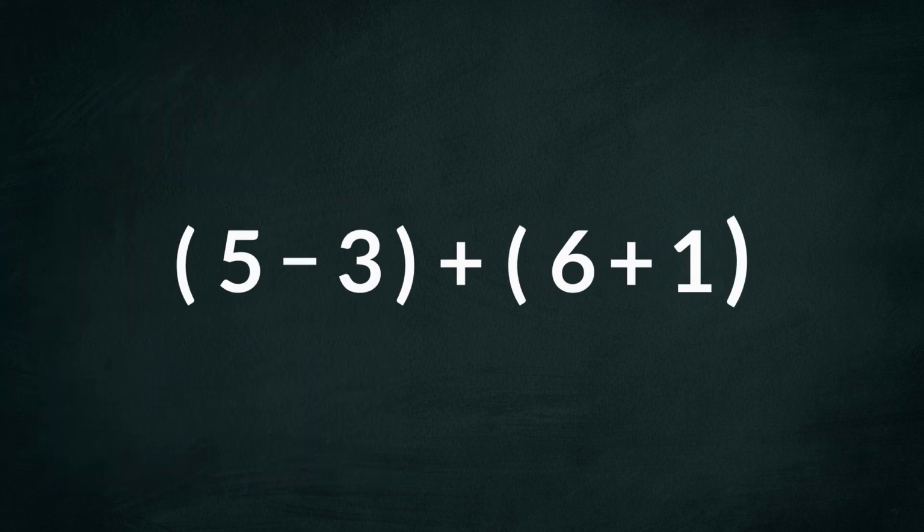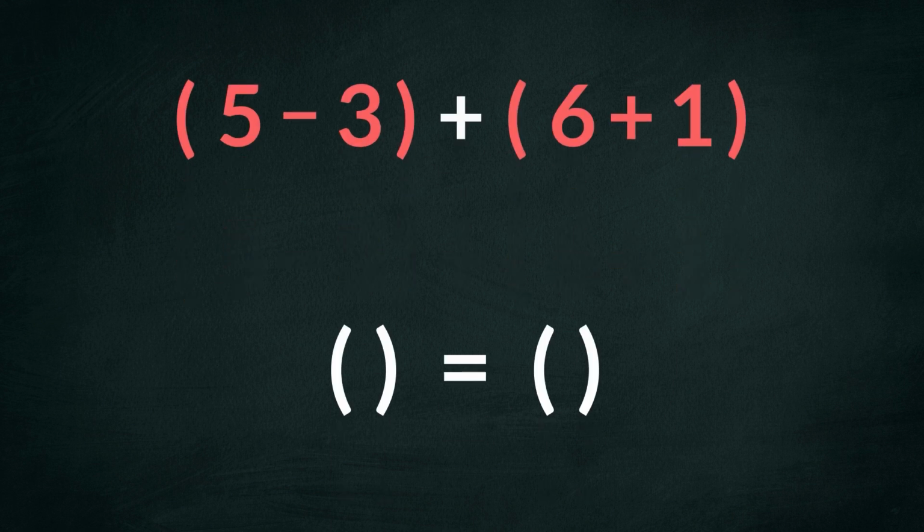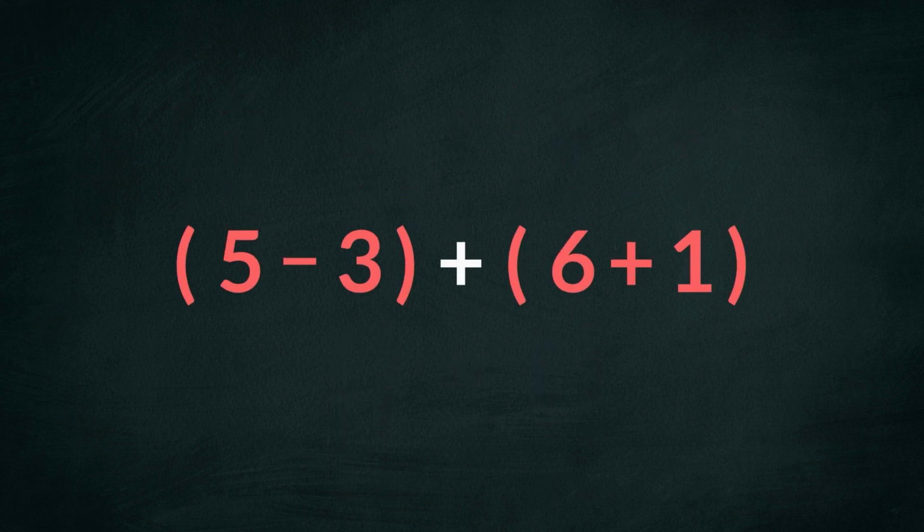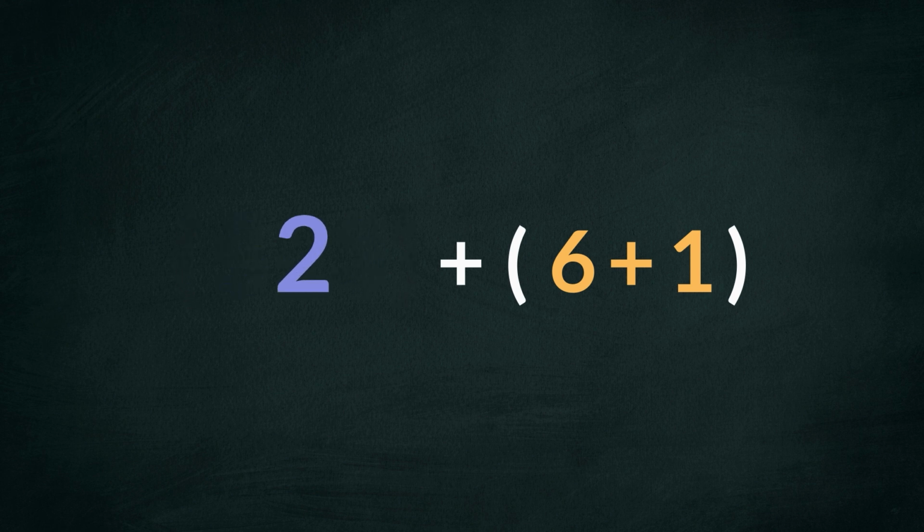But what if we have two pairs of parentheses, and they form two groups like this? How do we know which one to calculate first? These two groups of parentheses have equal priority level. So the most reasonable thing is to solve what comes first in the expression from left to right. Here we have 5 minus 3 and 6 plus 1 inside the parentheses. 5 minus 3 equals 2, then 6 plus 1 equals 7. 2 plus 7 equals 9.